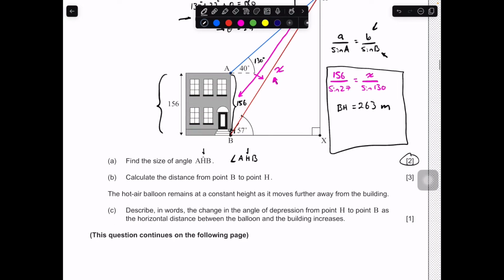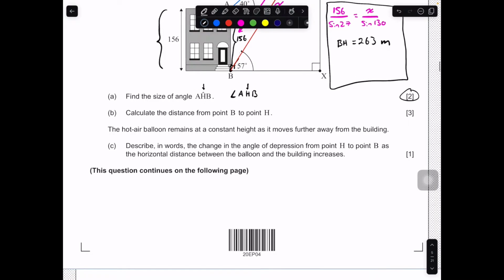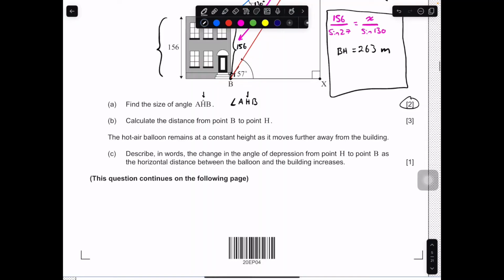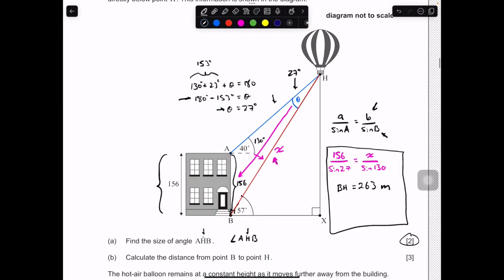Alright. The hot air balloon remains at a constant height as it moves further away from the building. Describe in words the change in the angle of depression from point H to point B as a horizontal distance between the balloon and the building increases. So I'm just going to sketch out what happens. So the horizontal distance remains the same, but this balloon travels off into the distance.